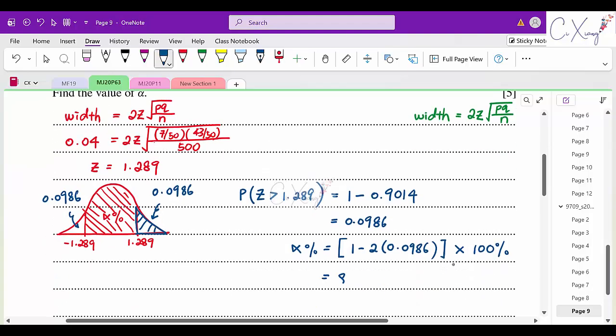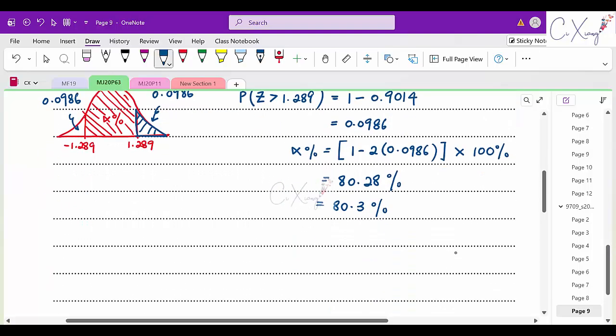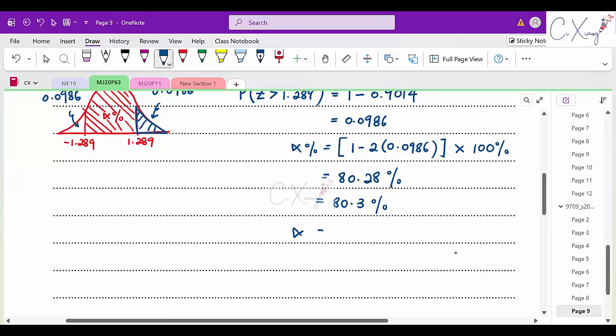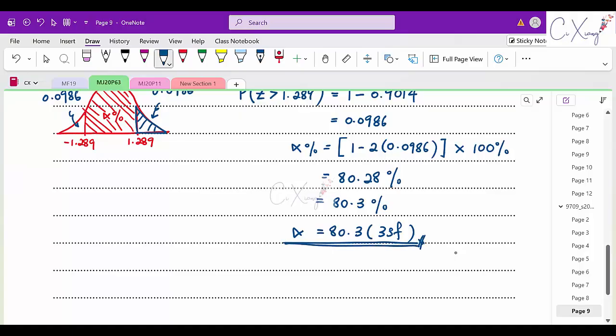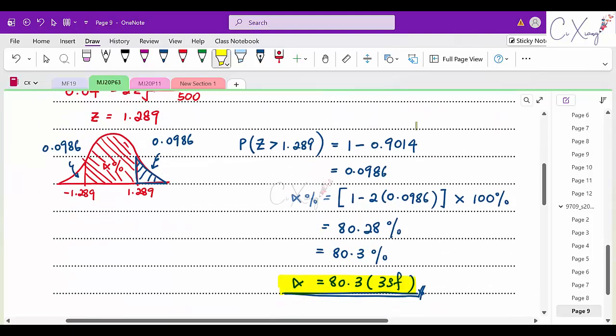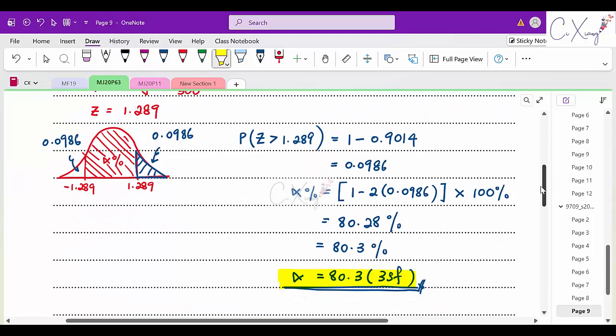And what do I have here? I'll be having 80.28%. And therefore, you'll get 80.3%. Which means that in this case, what is your alpha? Alpha should be equal to 80.3, correct to 3 significant figures. Okay, all right, yeah. So this is how we solve question number 5.